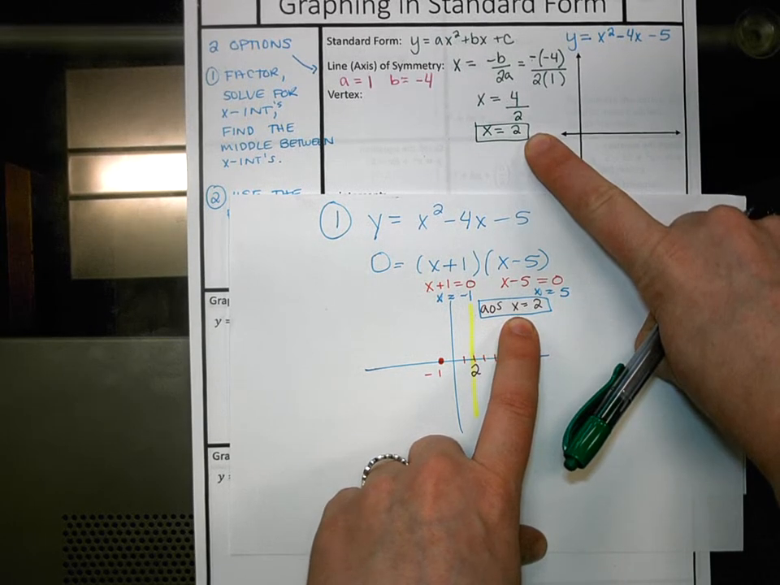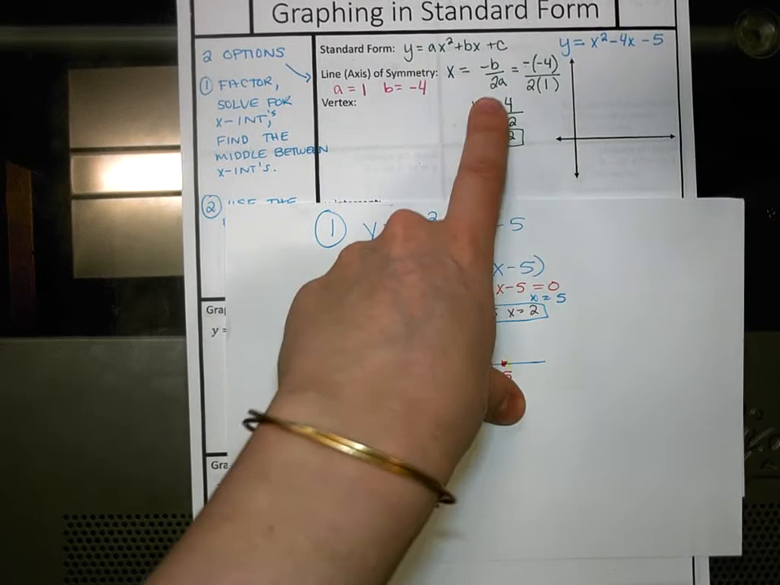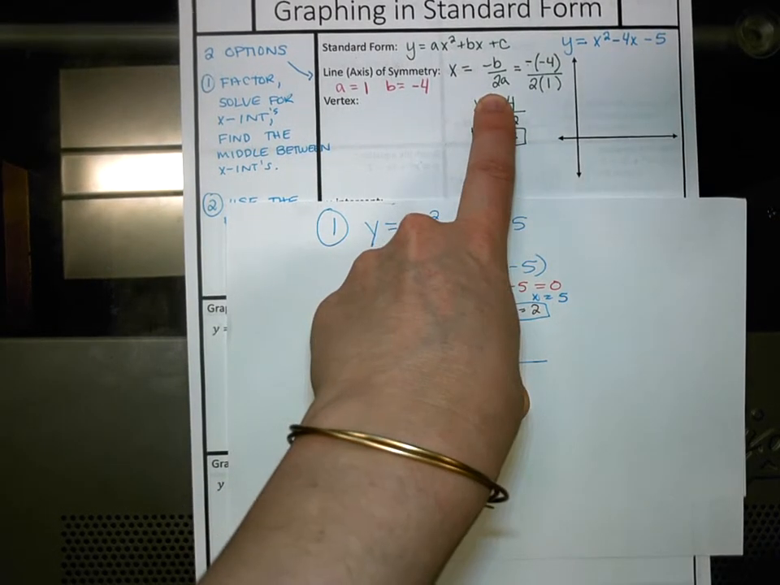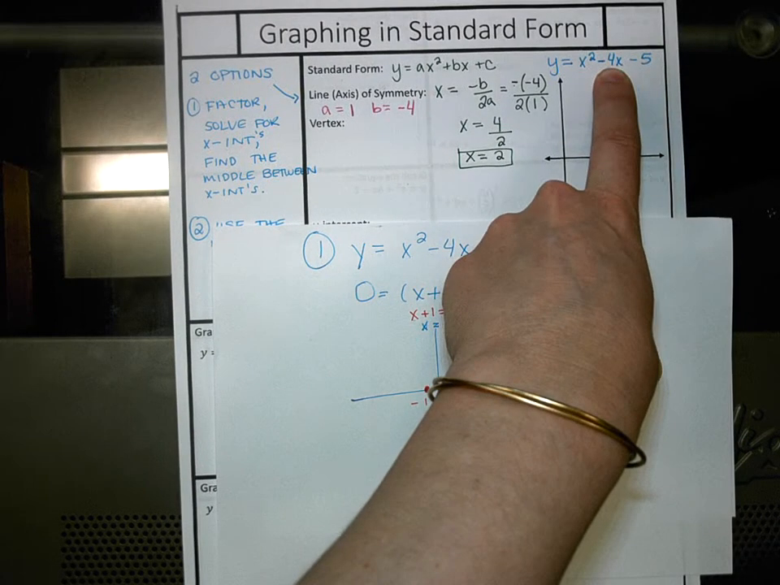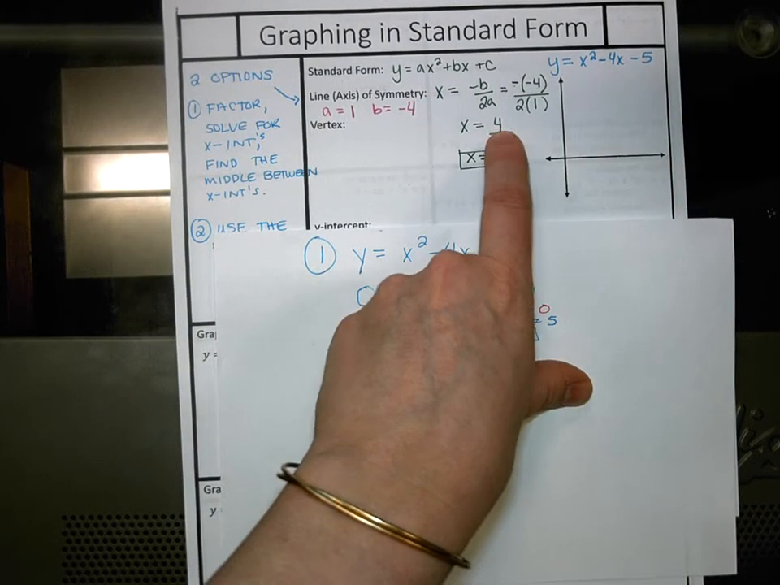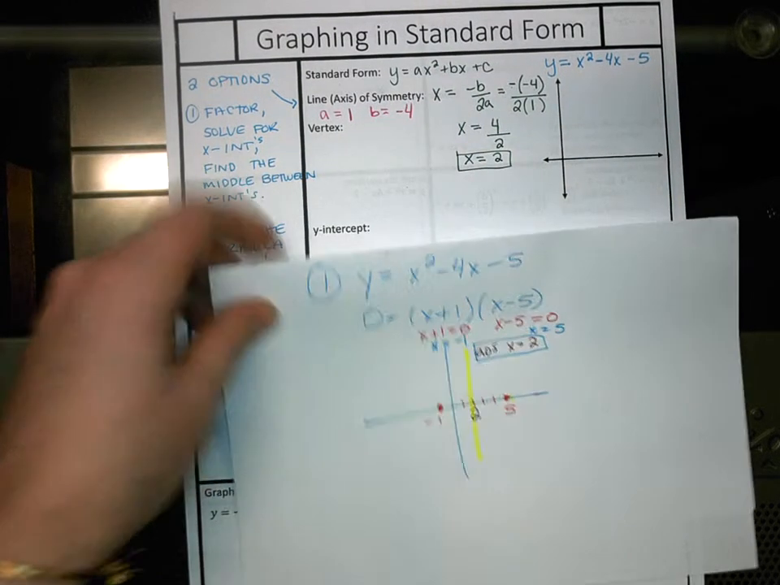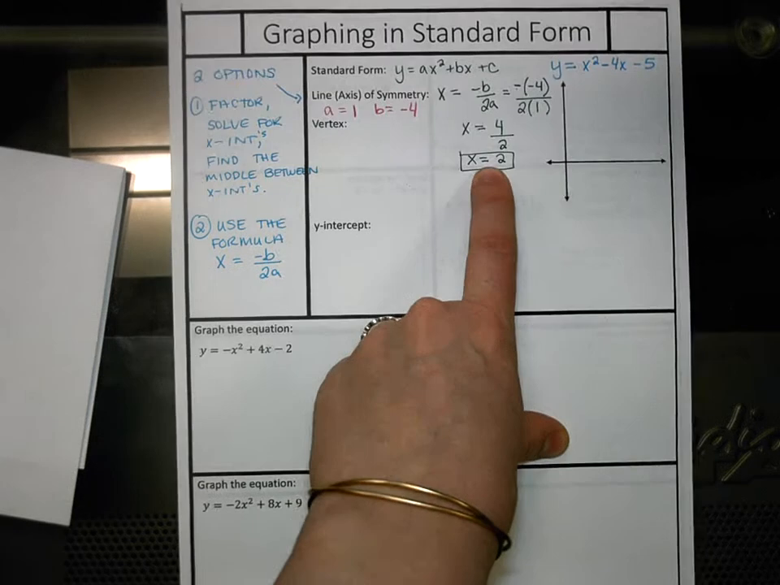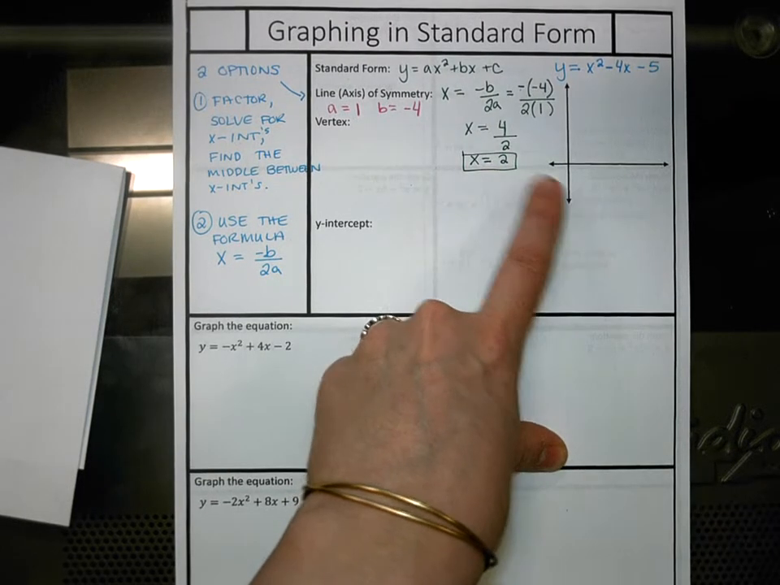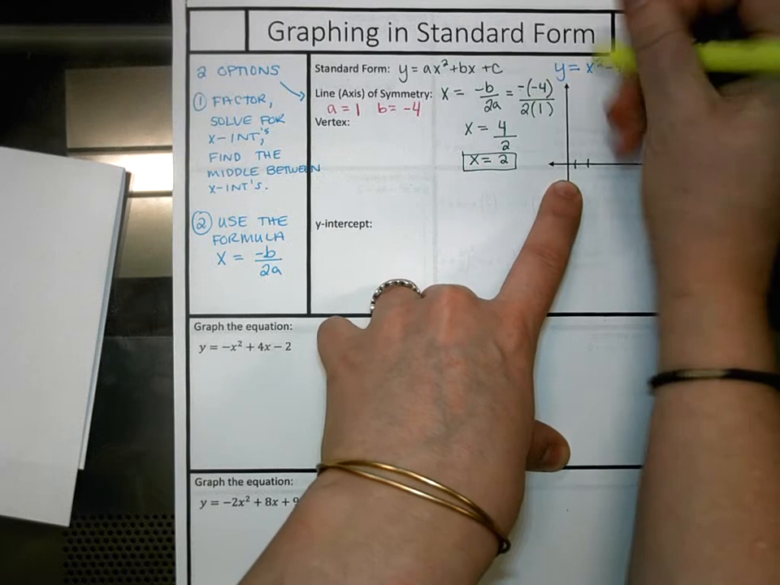Yes? Is b always going to be a negative? B is not always going to be a negative, but this formula will always be negative b over 2a. Okay? So if this was a positive, then I would get a negative in my numerator once I simplified. Okay? All right. Once you find the axis of symmetry, you can go ahead and plot it on your graph.